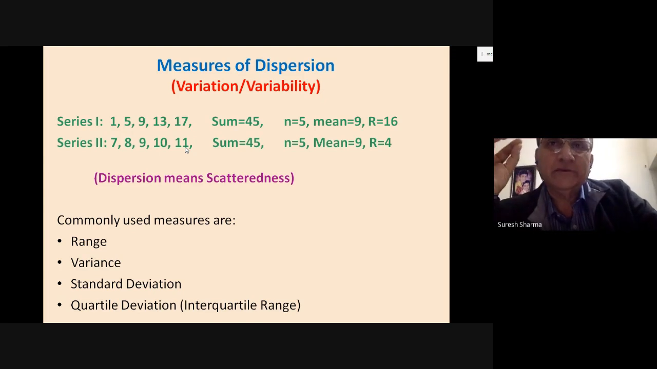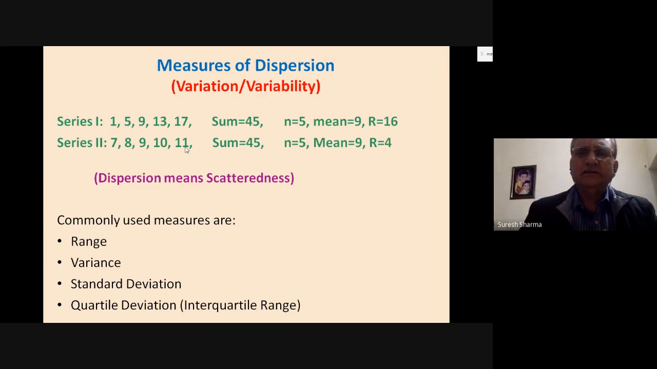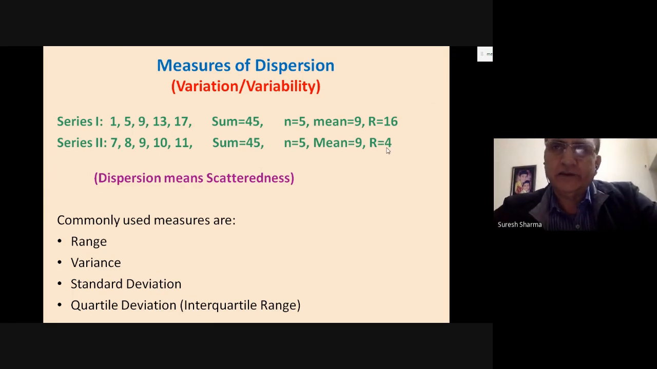That's why we look at some statistical measures. That's why it becomes important. Now, the simplest statistical measure is the range: the difference between the highest and lowest value. So the range in the first case will be 17 minus 1, which is 16. The range in the second case will be 11 minus 7, which is 4. But range is not a very good measure of dispersion.